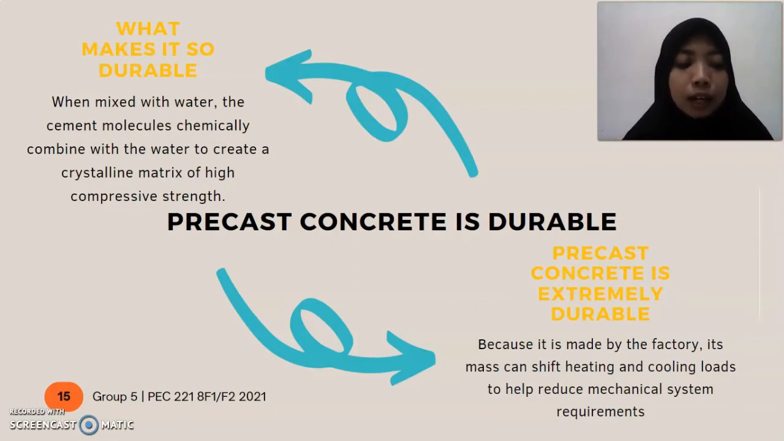Because its mass can shift heating and cooling loads to help reduce mechanical system requirements. So because it is factory made, it gives a lot of good effects in order to reduce the carbon dioxide and global warming.